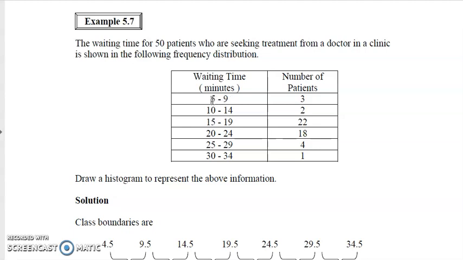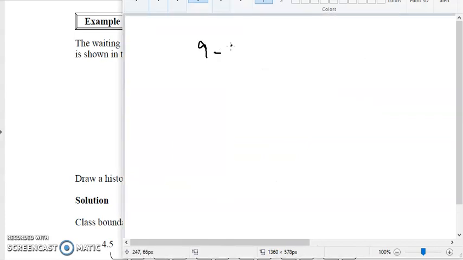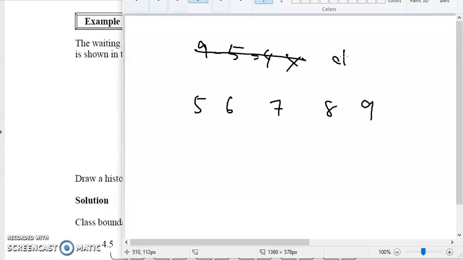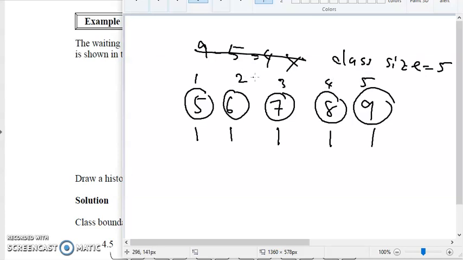Is it 9 minus 5, which is 4? It is not. We are going to count it like this: 5, 6, 7, 8, 9. Actually the class size for this frequency distribution is 5. How? This is 1, 1, 1, 1, and 1. We count 5, 6, 7, 8, 9, which means 1, 2, 3, 4, 5. The class size is 5.